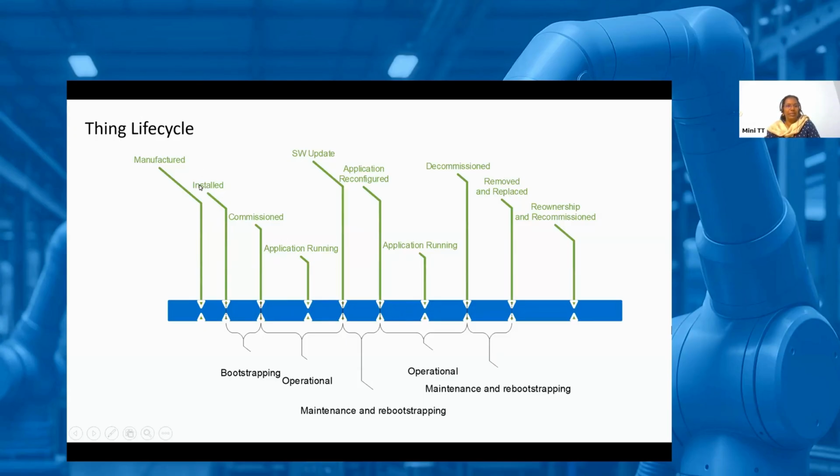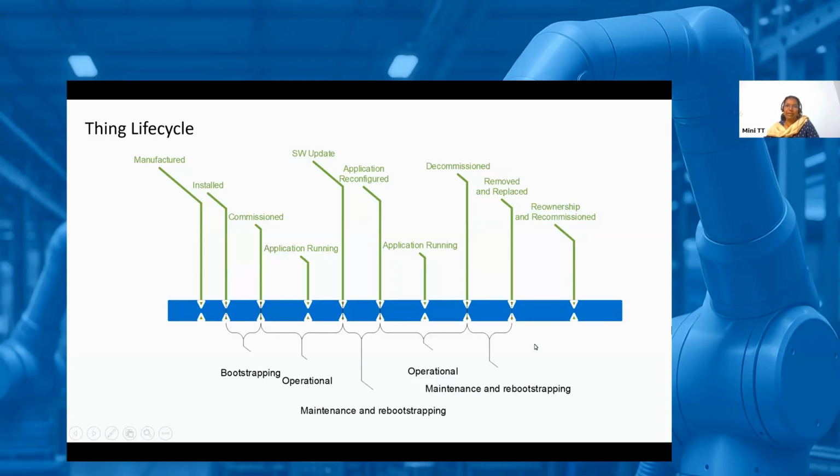So what can happen is initially it is manufactured, and they go through various states. It is manufactured, then it is installed, commissioned, then there are applications running on it. Then software updates can happen. The initial bootstrapping is the initial phase. Then there is the operational phase where the intended functionality is working. Intended functionality means, if it is a temperature sensor, actually measuring the temperature. And then the application may get reconfigured, and again the application may be running further in an operational mode. Maintenance and bootstrapping can happen in between.